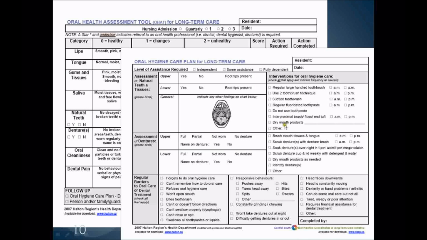If the assessor notices anything in particular that caregivers should be aware of, it can be recorded on the diagram under the Assessment of Natural Teeth and Tissues. For saliva, dry, sticky tissues are an indicator that dry mouth products are needed. This is recorded under Interventions for Oral Hygiene Care, indicating the dry mouth products.